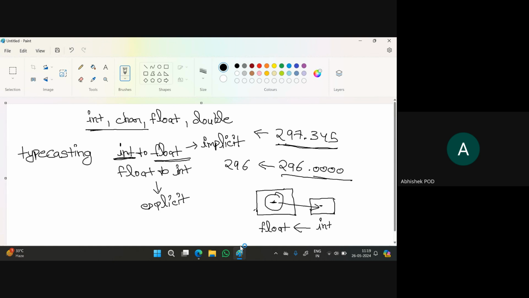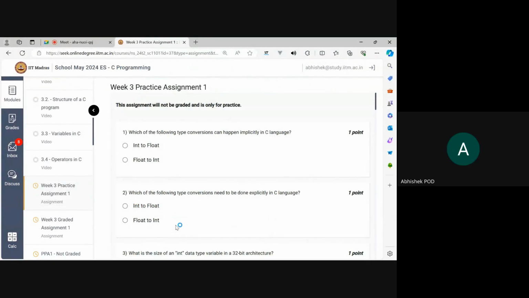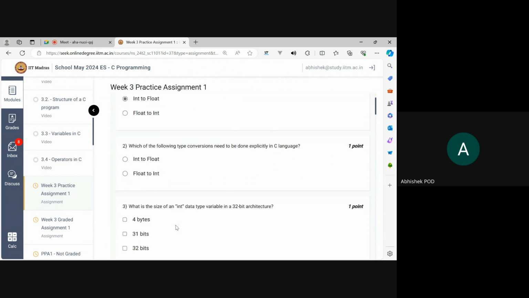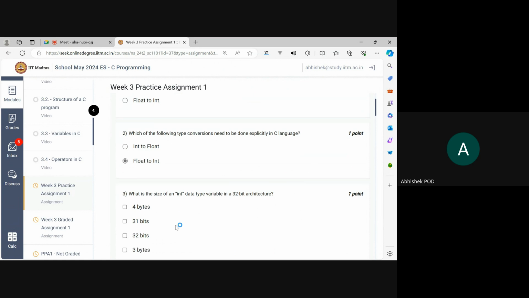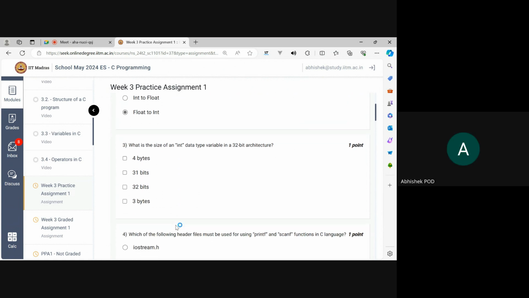So, did you guys understand? Yes, sir. All right. So, coming back to the question. The first question says, which of the following type conversions can happen implicitly in C language? Now, I hope all of you would be able to answer here. Into floats. Exactly, it is going to be into float, which is going to happen implicitly. And if I talk about the explicit conversion, just the opposite of that. Float to int. Right. Okay, fine, we are done. Let's move to the next question.